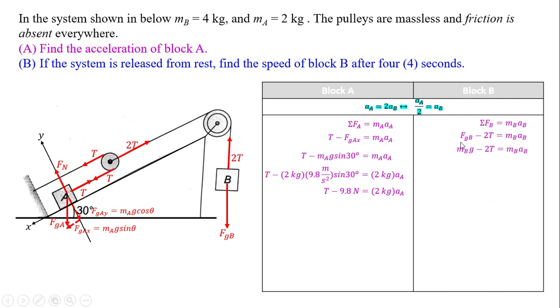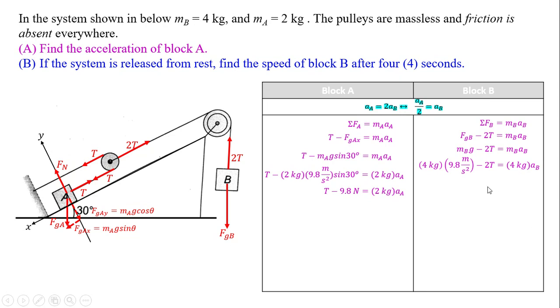Here, I'm just going to break up F of B into mass B times (g minus 2T). And then we can just plug in values. Block B is given as 4 kilograms. g here is 9.8, because once again we take the line of motion to be positive. So therefore, this is just 9.8. Block B is given as 4. I don't know what T is, so I kept that unknown.